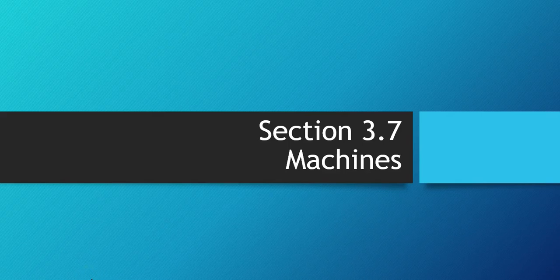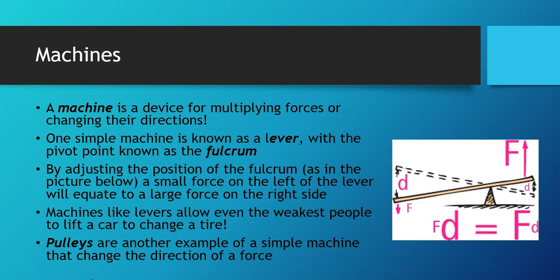Section 3.7, Machines. The last few sections of this chapter are short, but they focus on some relatively important ideas for using things that we've learned about work and energy to actually do stuff in real life. One thing we use for that is what's known as a machine. A machine is just a device that's used for multiplying forces or changing the direction of a force.